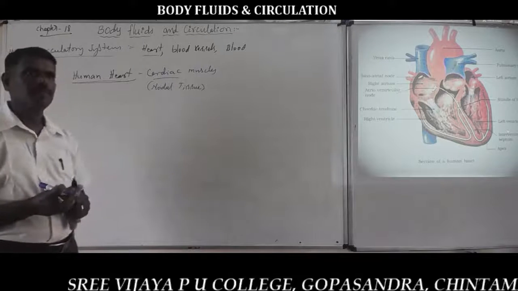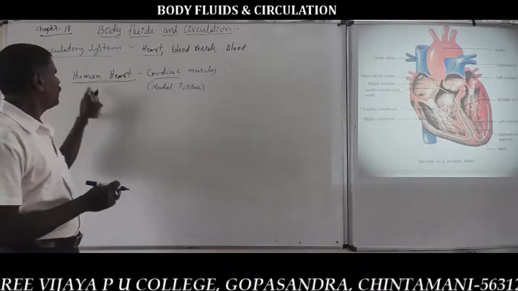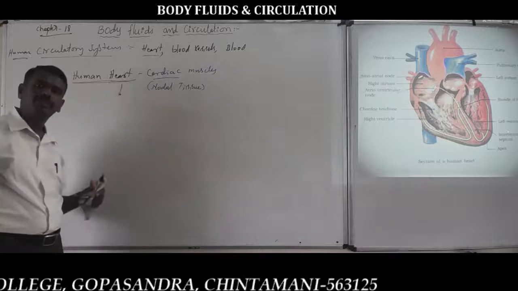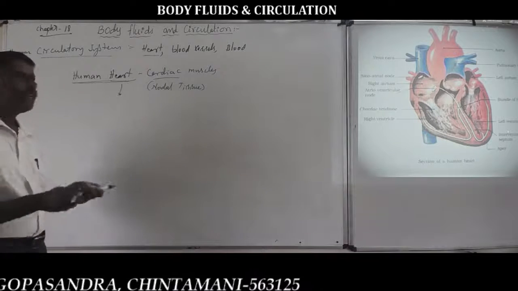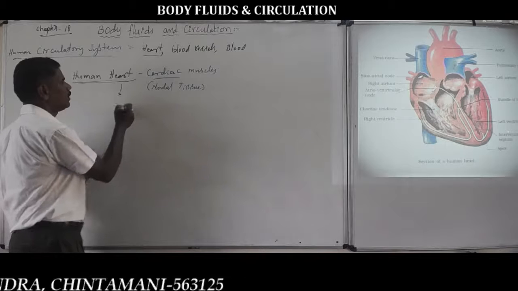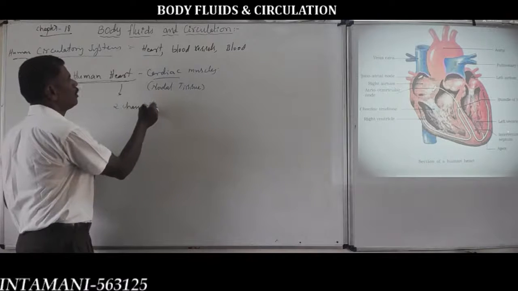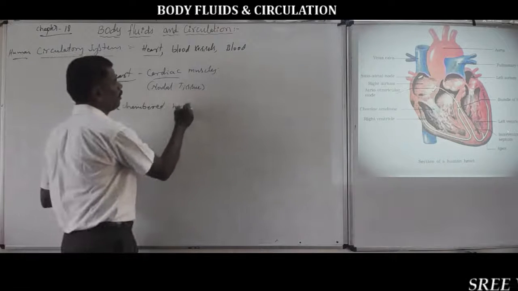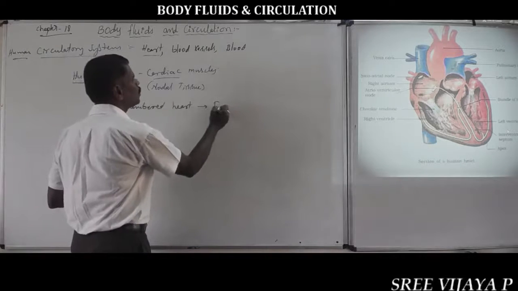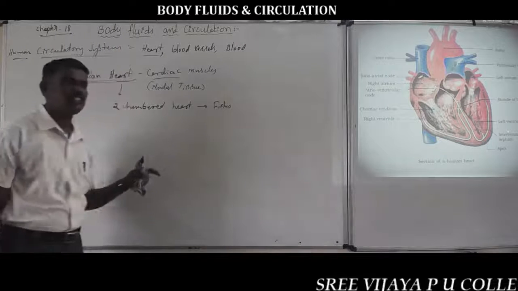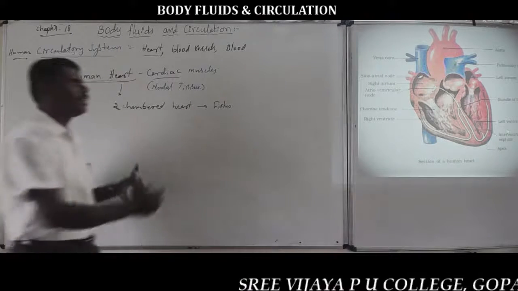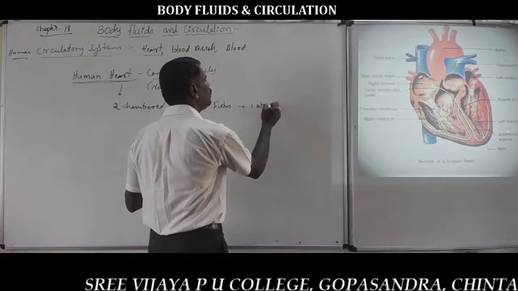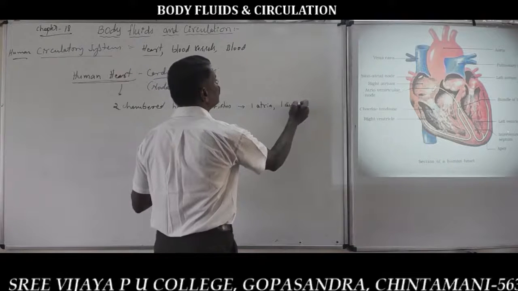Before defining the structure of the heart, there is a little bit we identified: the two-chambered heart. In fishes there is a two-chambered heart, in which the two chambers are one atrium and one auricle.